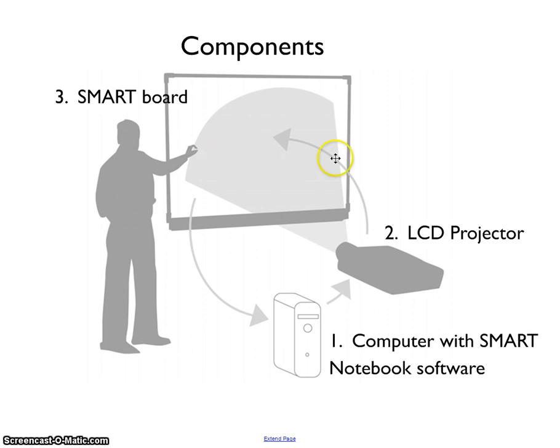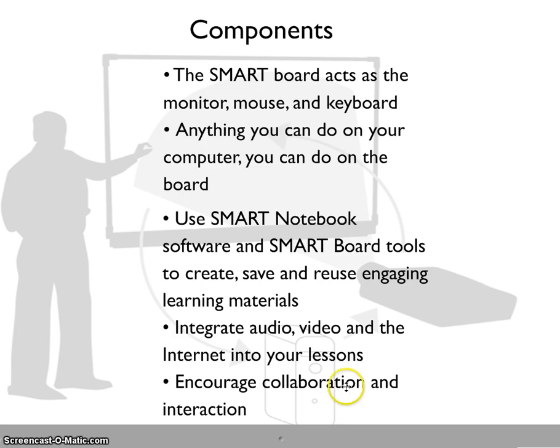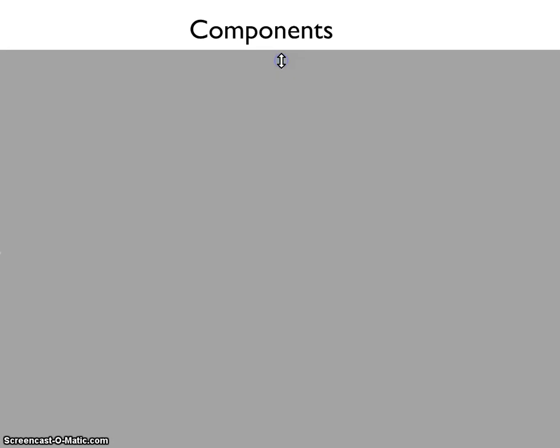The Smartboard allows you to interact with the computer, that's why this arrow goes to the computer, which in turn shows the projector onto the screen, which allows you to interact with the computer, which shows through the projector, which shows up on the screen. It's a cyclical process, that's why there's a circle. The components, let's pull this up here.